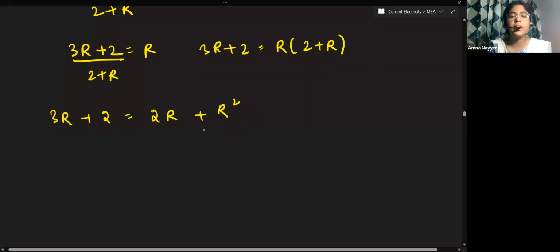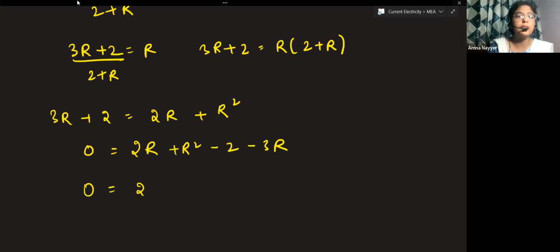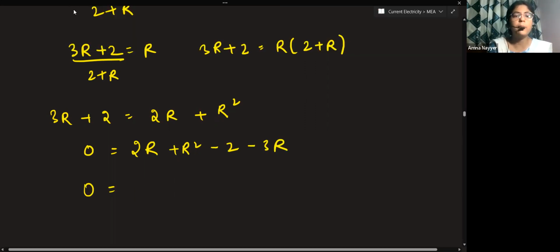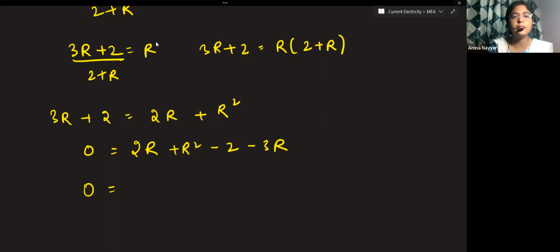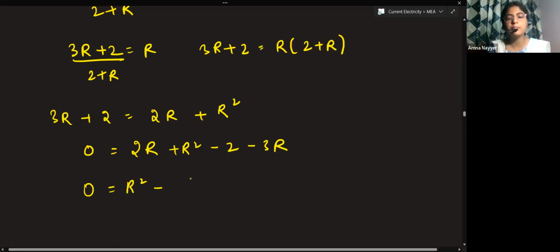So let's transpose it to this side. 0 will be equal to r², and both these terms will become minus 2 minus 3r. So 0 will be equal to r², then 2r minus 3r, which becomes minus r. So it is r² minus r minus 2.